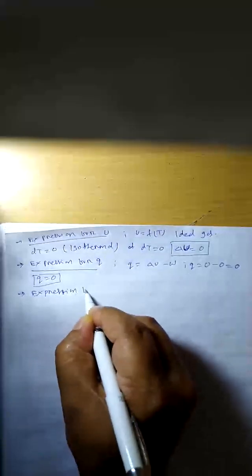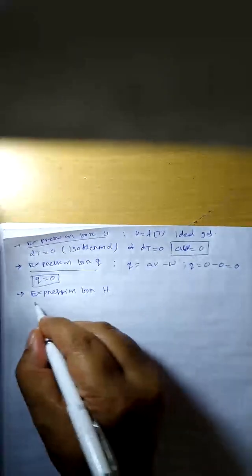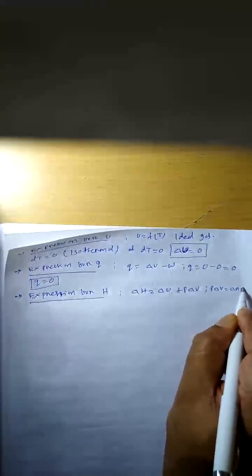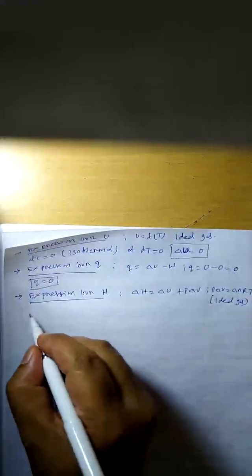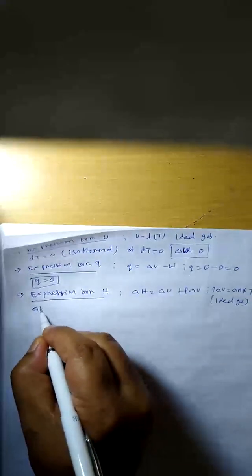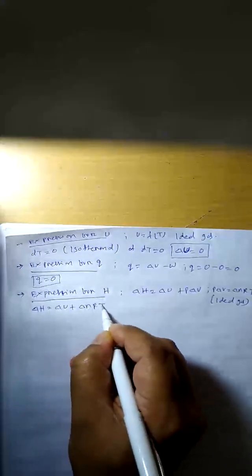Then expression for H. The formula is delta H is equal to delta U plus P delta V. In case of ideal gas, P delta V is equal to delta N RT. Now substitute P delta V by delta N RT, we get delta H is equal to delta U plus delta N RT.